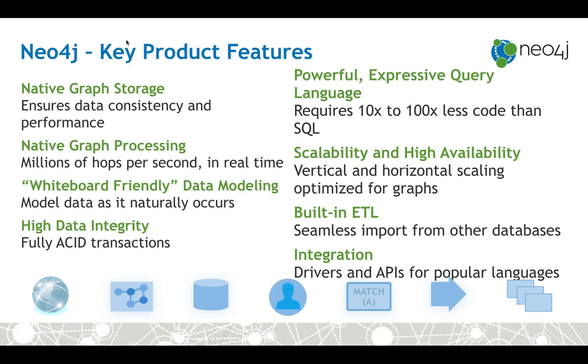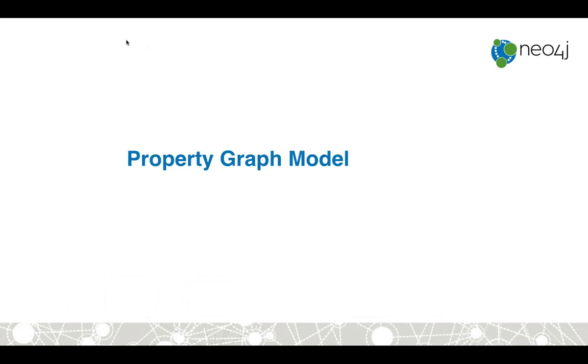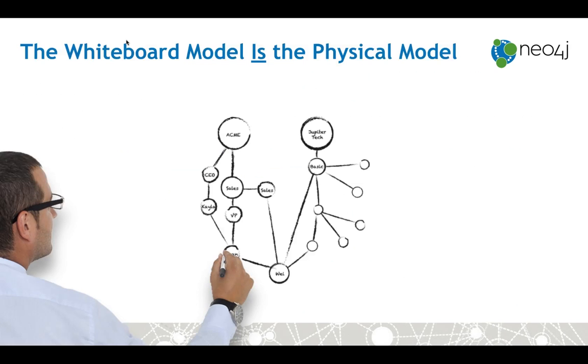Neo4j Enterprise has some scalability and high availability features, such as server clustering, that we'll take a look at as well. Neo4j has built-in ETL tools for loading your data initially and importing from other databases. We also have lots of integrations with drivers, popular languages, and frameworks. So let's dive into a few of these key features. The first one we're going to look at is what we call the property graph model.